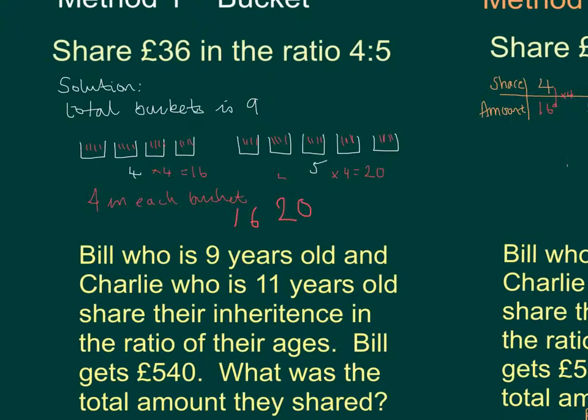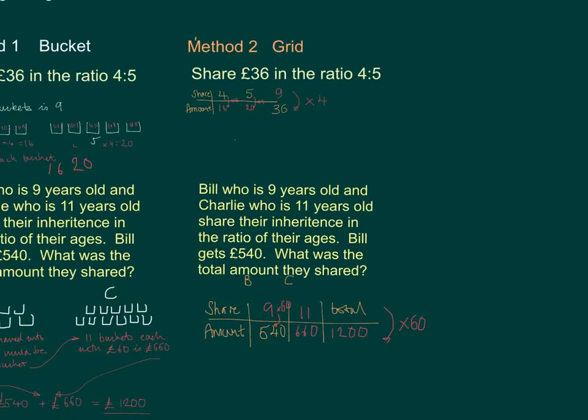Okay, we could have done a bit of a shortcut there really, and just said that I knew there were going to be 9 buckets in total, because I had 4 there and 5 there, so that's 9. And if I've got to share that 36 between the 9 buckets, it must be 4 in each. Let's just look over to the grid method a minute for the same question.